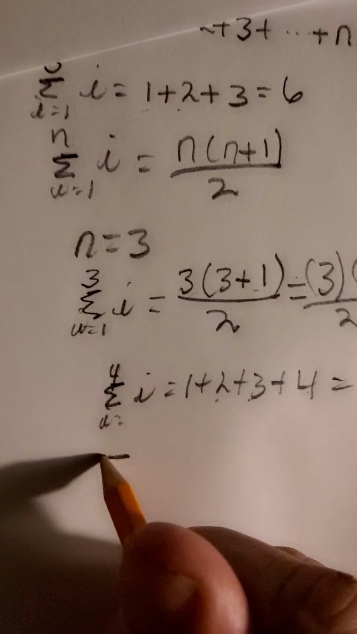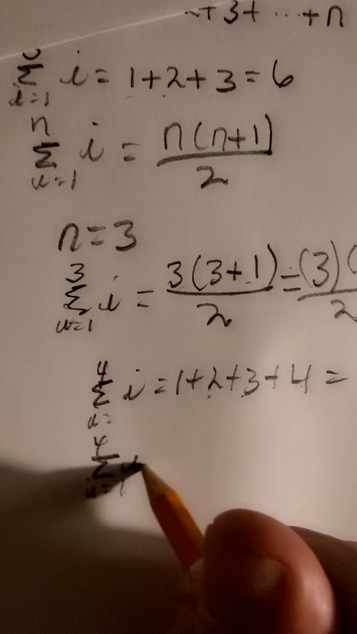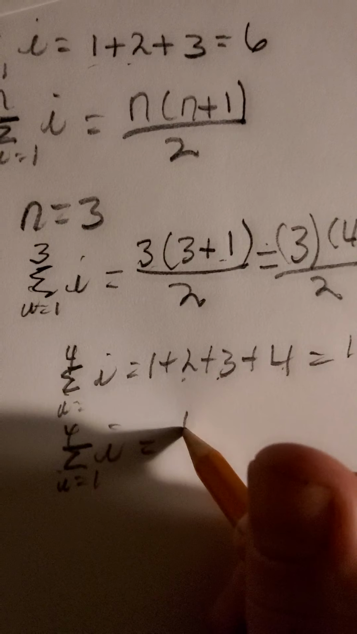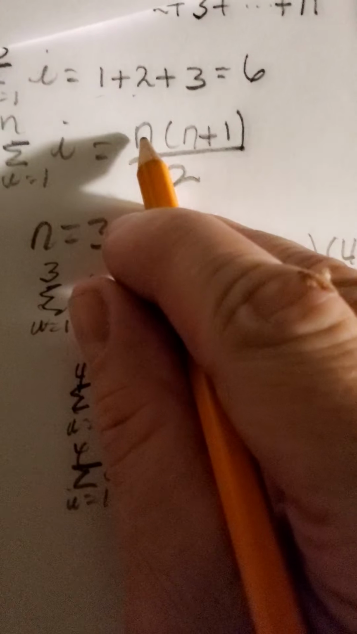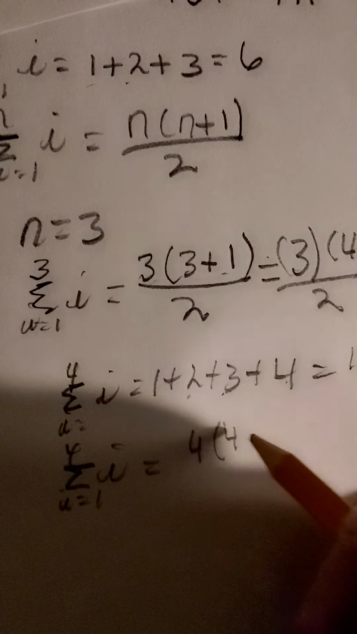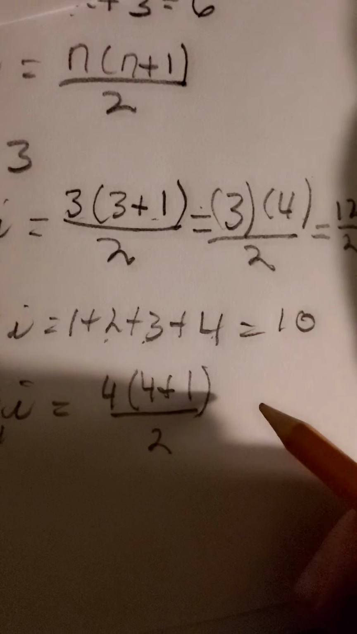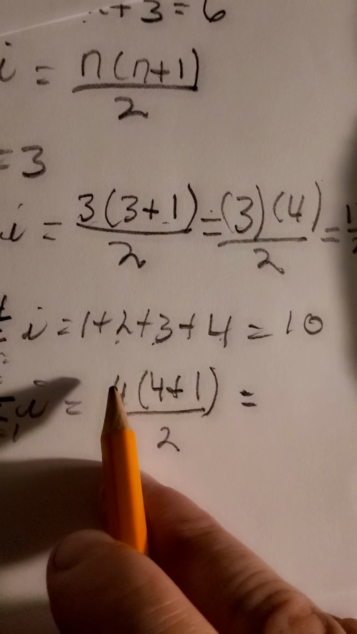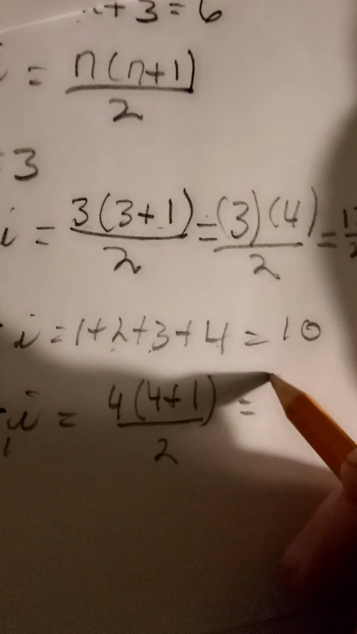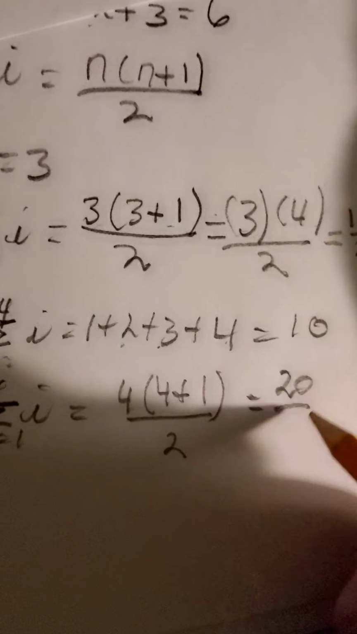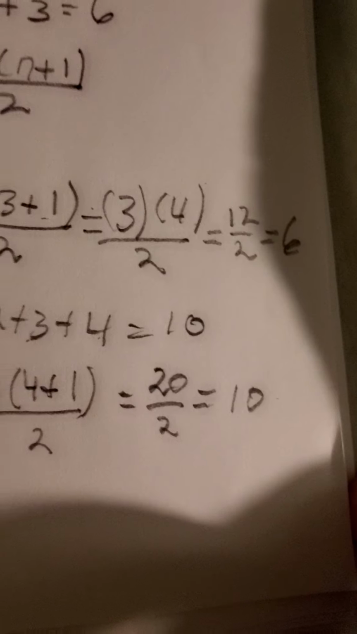Okay, now let's try our formula. Summation as i goes from 1 to 4 of i should equal 4 times 4 plus 1 divided by 2. And that equals, well, 4 plus 1 is 5. 4 times 5 is 20. And 20 divided by 2 equals 10. So our formula works, okay?